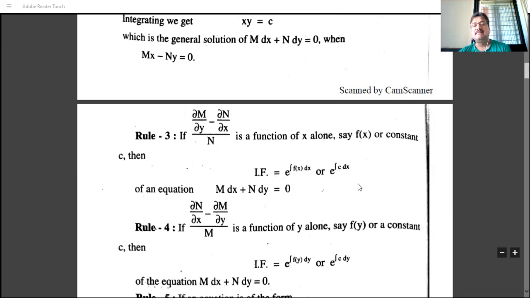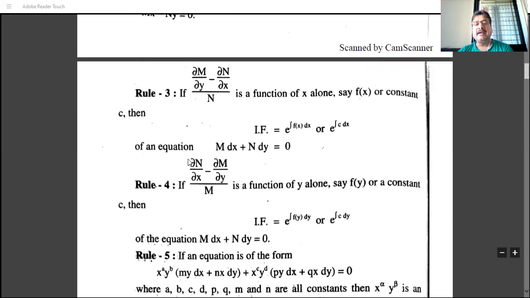This is the integrating factor for such a type of example, M dx + N dy = 0. So find ∂M/∂y and ∂N/∂x, and if that subtraction divided by N is a function of x alone, then the integrating factor is e raised to the integral of f(x) dx. It is either a constant or a function of x alone, it does not contain y. Then we apply this rule.